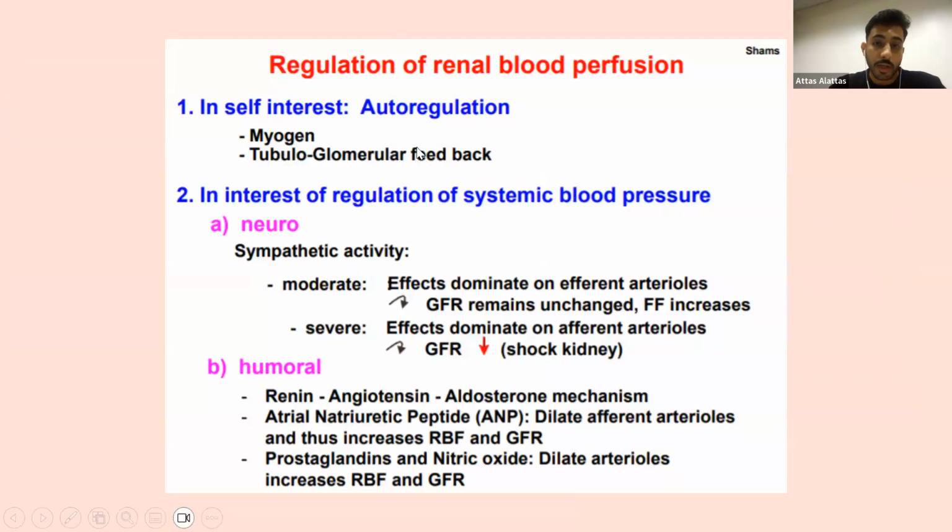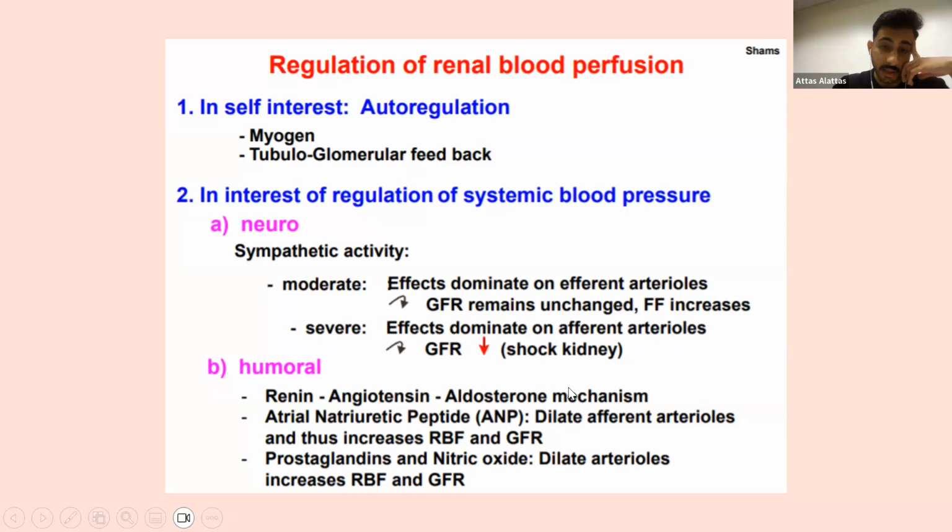Okay, so regulation of the renal blood perfusion. We have already talked about the myogenic mechanism and the tubuloglomerular feedback. There are also other mechanisms, such as sympathetic activity. If there's a moderate sympathetic activity, the effect will be dominant on the efferent arteriole, so the GFR remains unchanged. However, if the sympathetic activity is severe, the effects will dominate on the afferent arteriole, and the GFR will decrease.